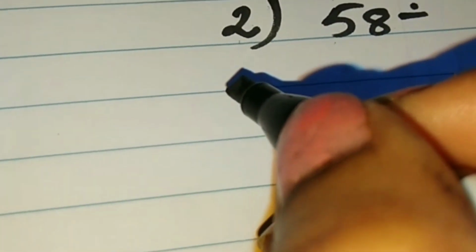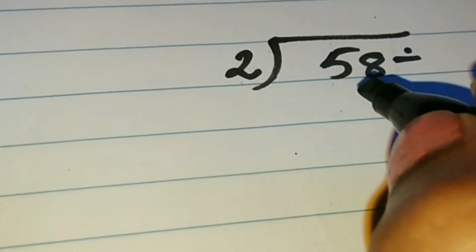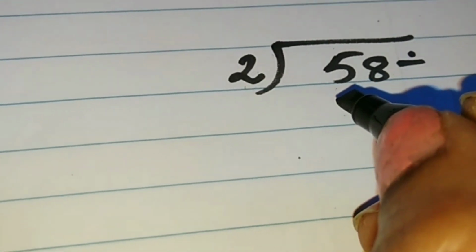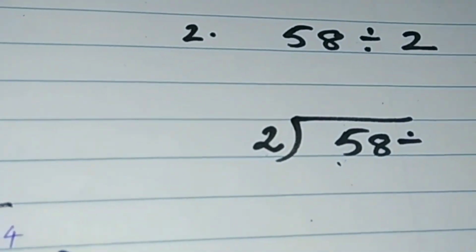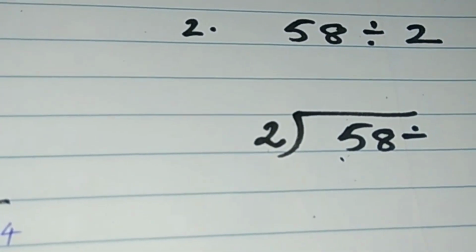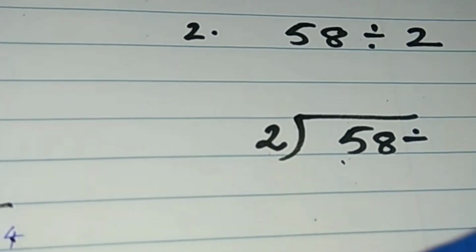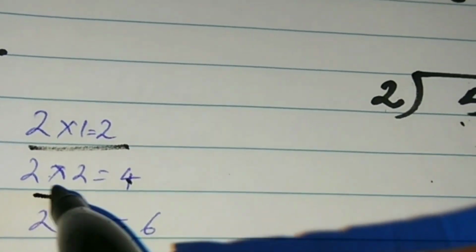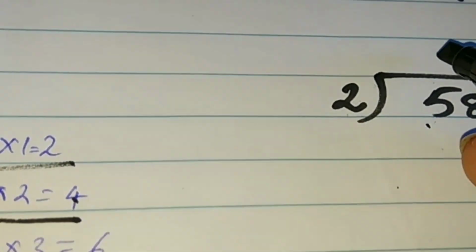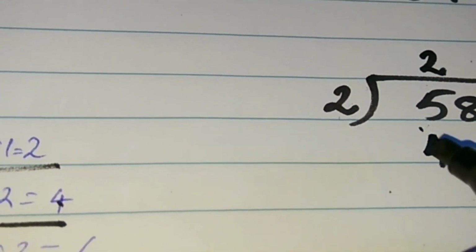Now in the next example we can see 58 divided by 2. Here again we have to start from the first digit 5. 2 ones are 2, 2 twos are 4, 2 threes are 6. So we can see that 5 is somewhere between 4 and 6, but we cannot consider 6, so we have to consider 2 twos are 4. So 2 times 2 gives us 4.